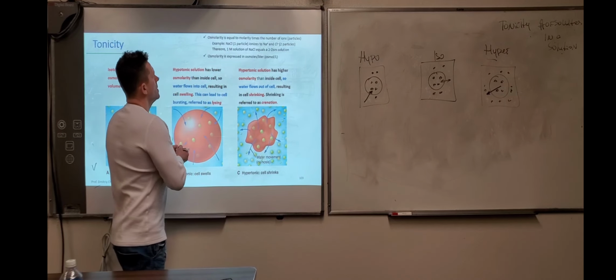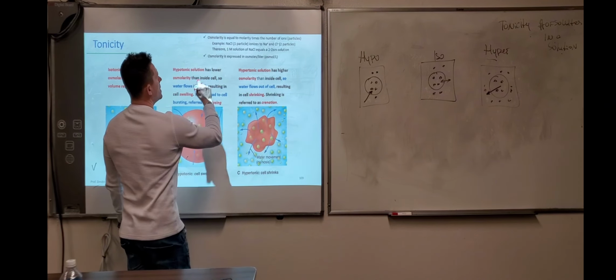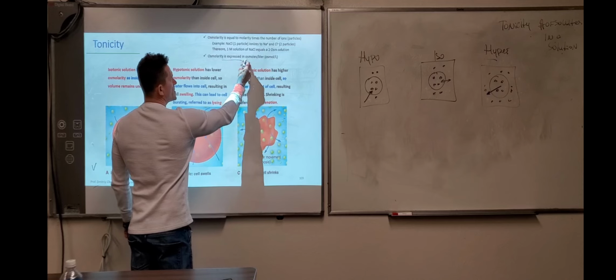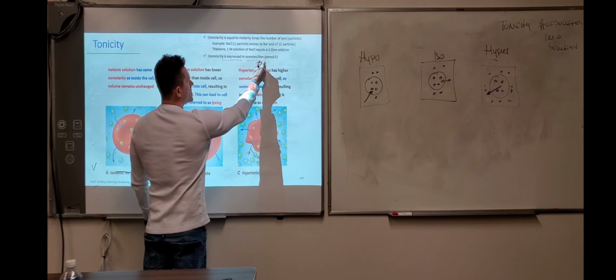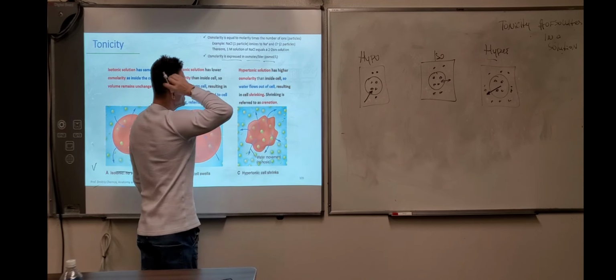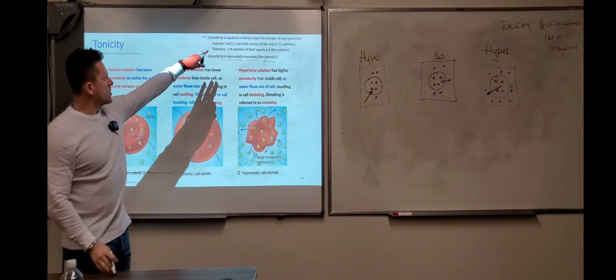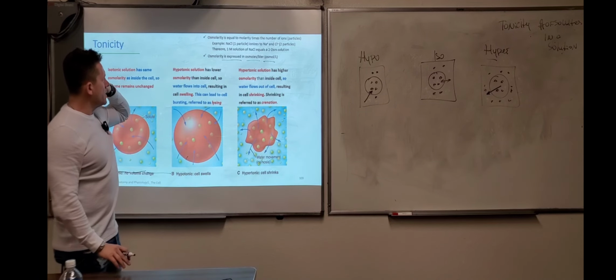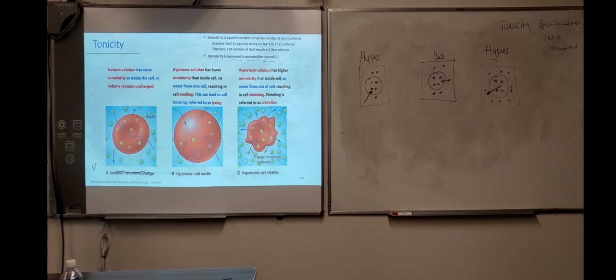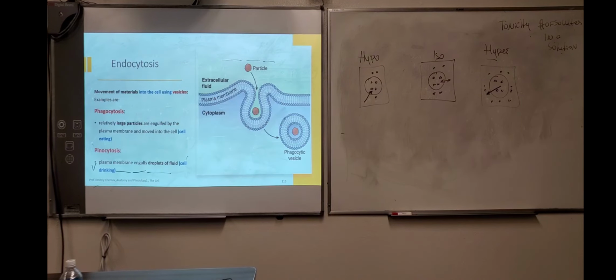Osmolarity is expressed in osmoles per liter. Osmolarity is equal to molarity. Example, right, so that you can skip. It's not that important. Tonicity is crazy important.